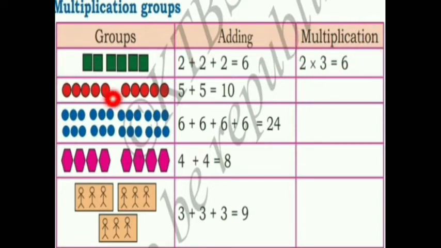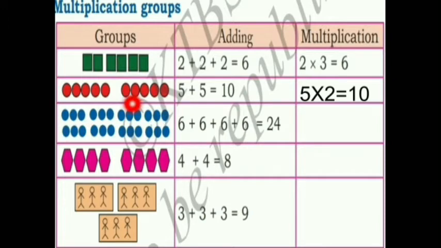See the next pictures. What are these? Yes, these are circles. How many circles are there? There are 5 circles in 2 groups. So we will write 5 plus 5. What is 5 plus 5? Yes, 5 plus 5 is equals to 10. This is the addition form. Here 5 is repeated 2 times. So we will write 5 into 2. What is 5 into 2? 5 2s are 10. This is the multiplication form.